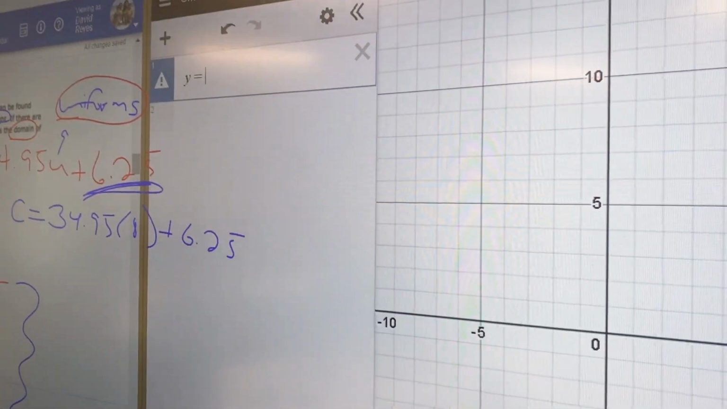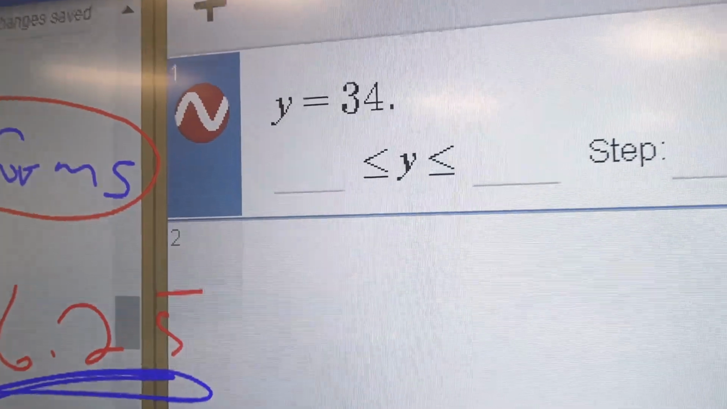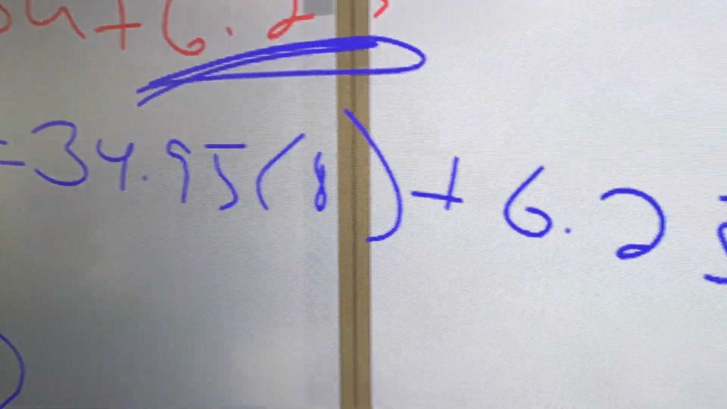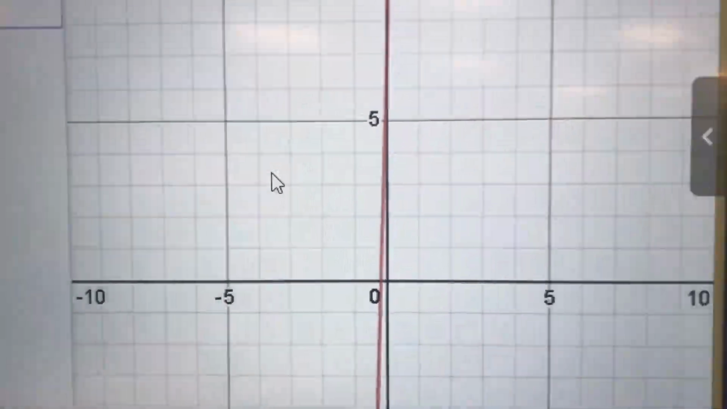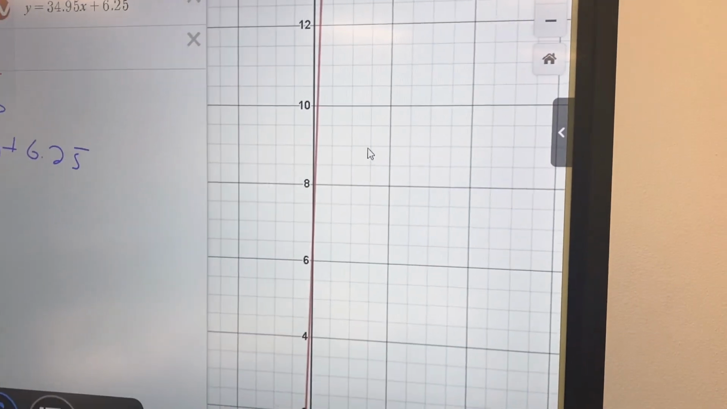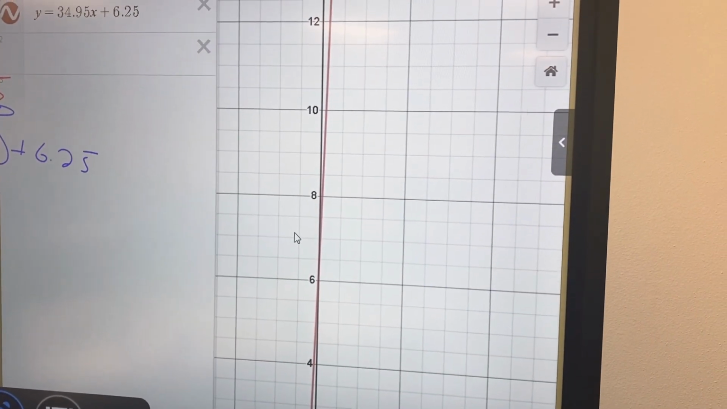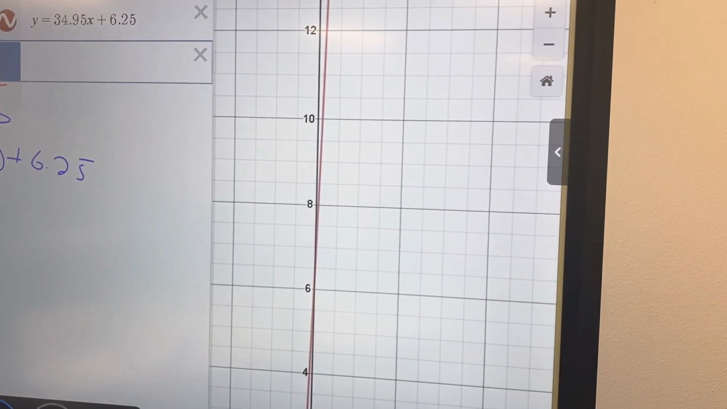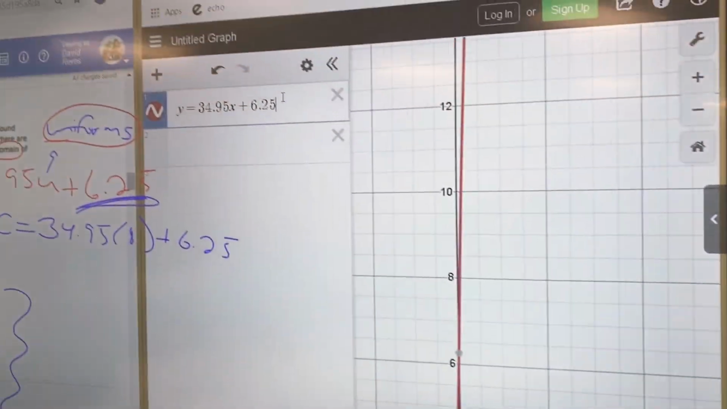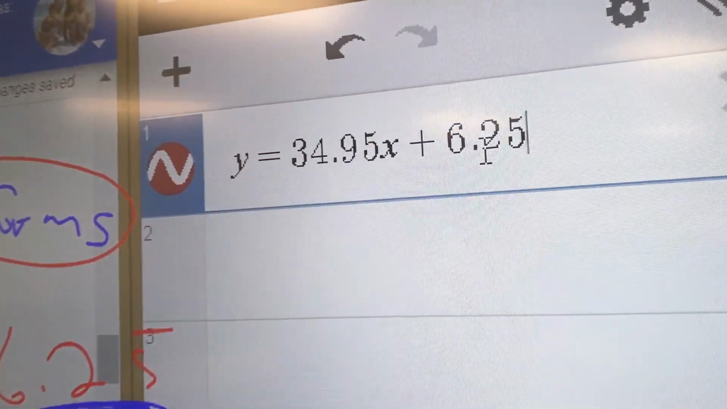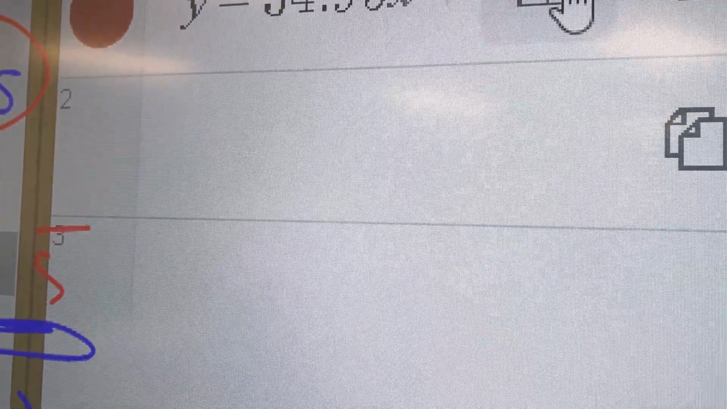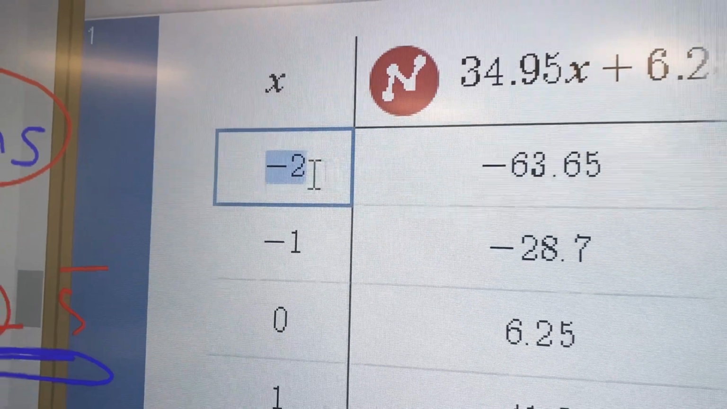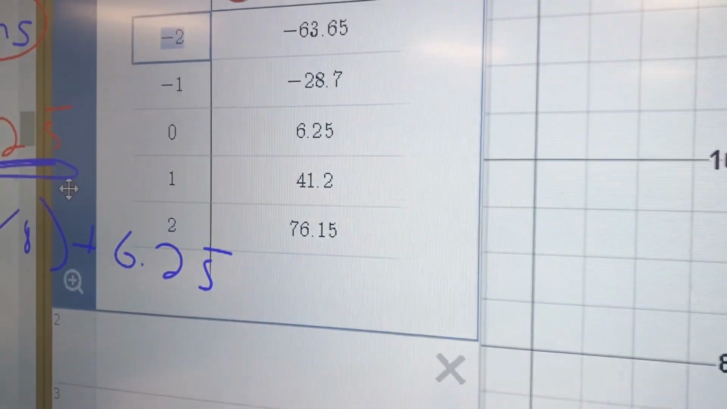On Desmos, we're going to go ahead and type in this equation. Y equals 34.95 X plus 6.25. So there's a graph representing how much our shirts, or these volleyball team shirts, will cost. I want to figure out how much 8 costs. Well, check this out. I click on the graph, the equation. I'm going to click the circle, and I'm going to hit the table. It converts that equation into a table, guys.